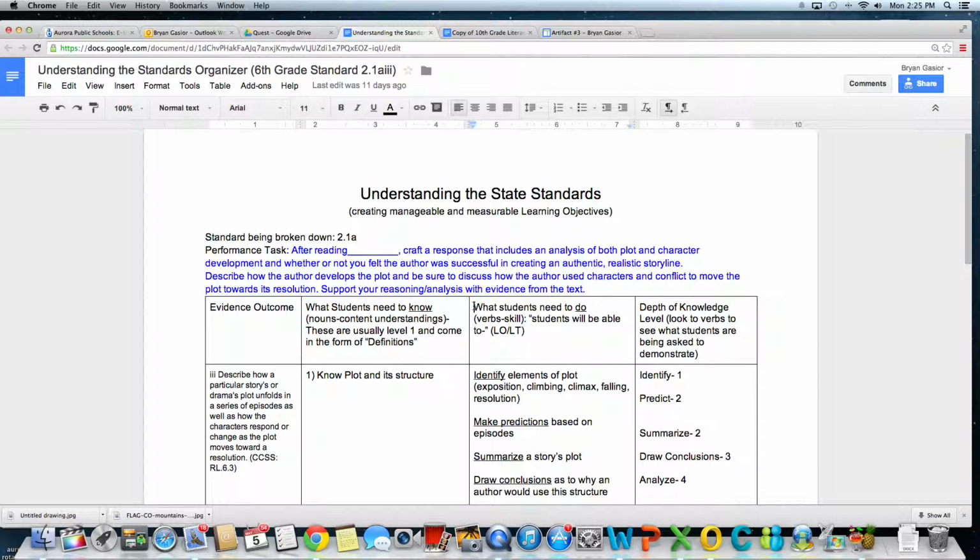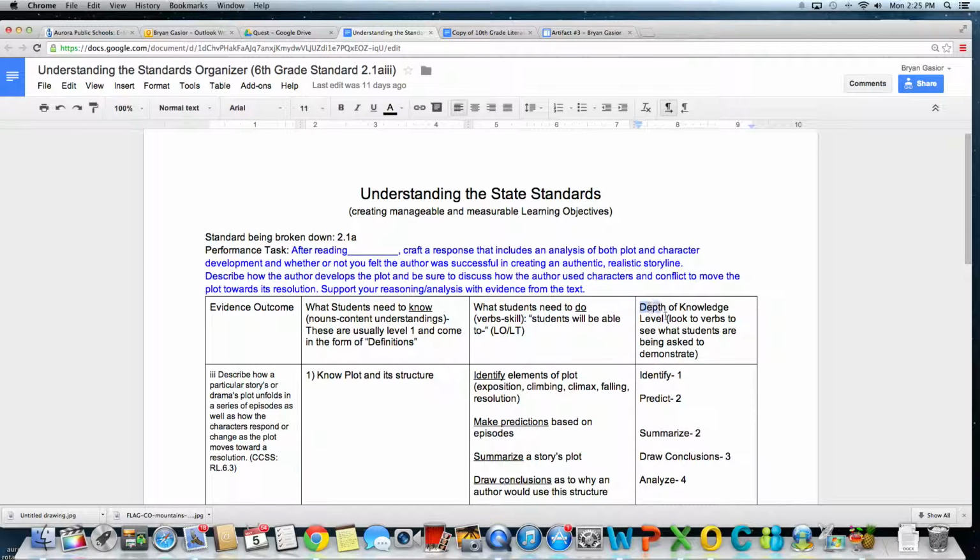The second area, what students need to do, well, these are verbs, and they connect to skills students need in order to meet the demands of the evidence outcome. And the good thing about creating these is they become learning objectives, learning targets, or whatever the language you're using within your buildings in regards to students will be able to blank.